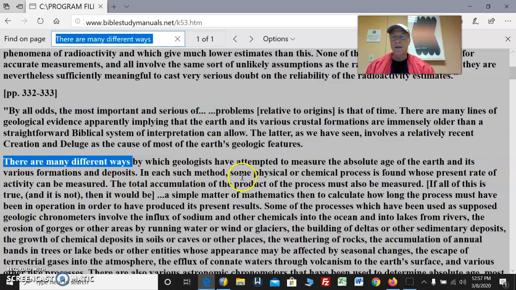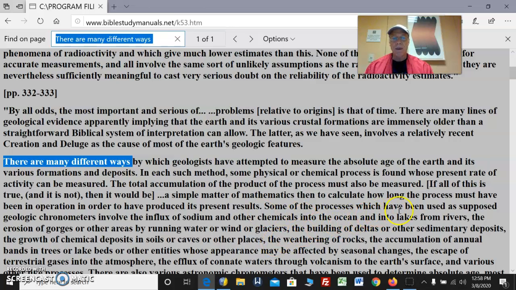In each such method, some physical or chemical process is found whose present rate of activity can be measured. The total accumulation of the product of the process must also be measured. If all of this is true, and it is not, then it would be a simple matter of mathematics to calculate how long the process must have been in operation in order to have produced its present results. The problem is the setup before that, the controls.